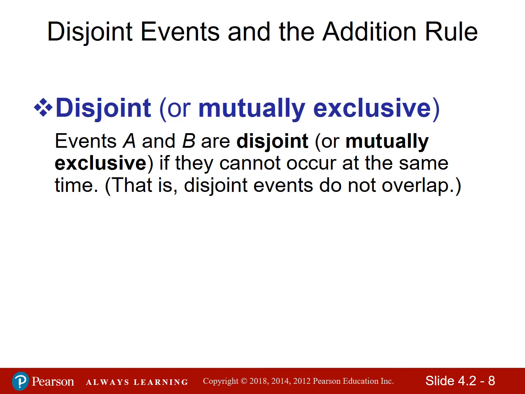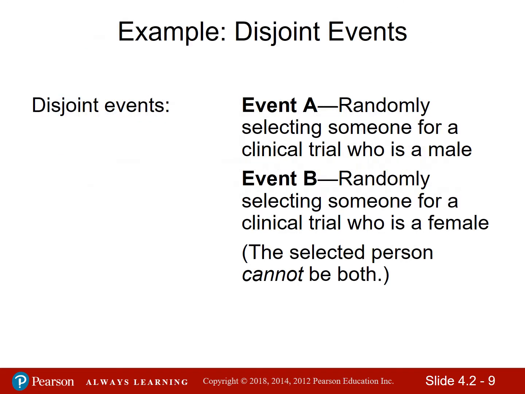So, disjoint events, or mutually exclusive. Events A and B are disjoint, or mutually exclusive, if they cannot occur at the same time. They don't overlap. For instance, when you select someone for a clinical trial who is a male, that's event A. Event B, you're randomly selecting someone for a clinical trial who is a female. So the selected person cannot be both male and female at the same time. So these are disjoint events. They don't overlap.